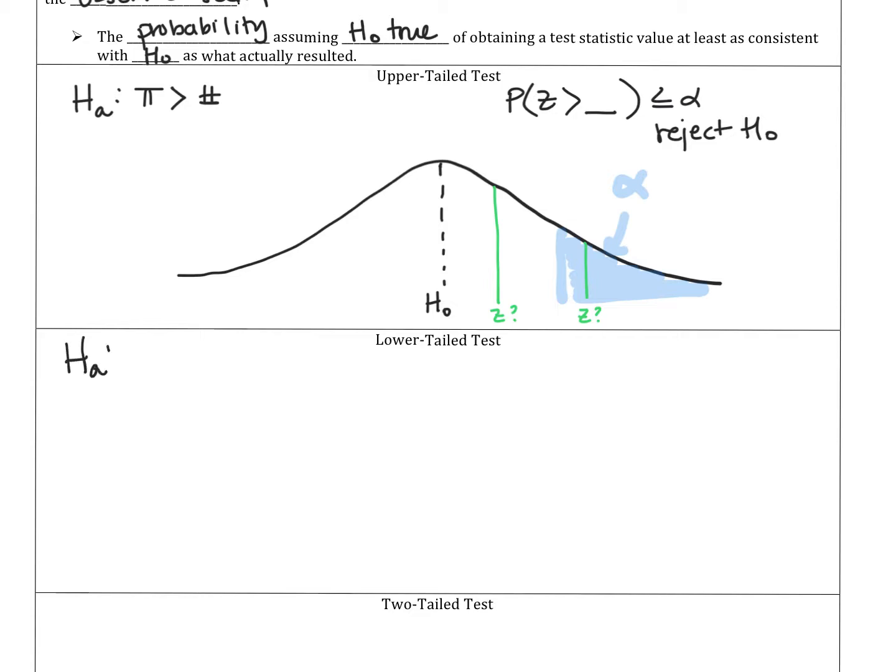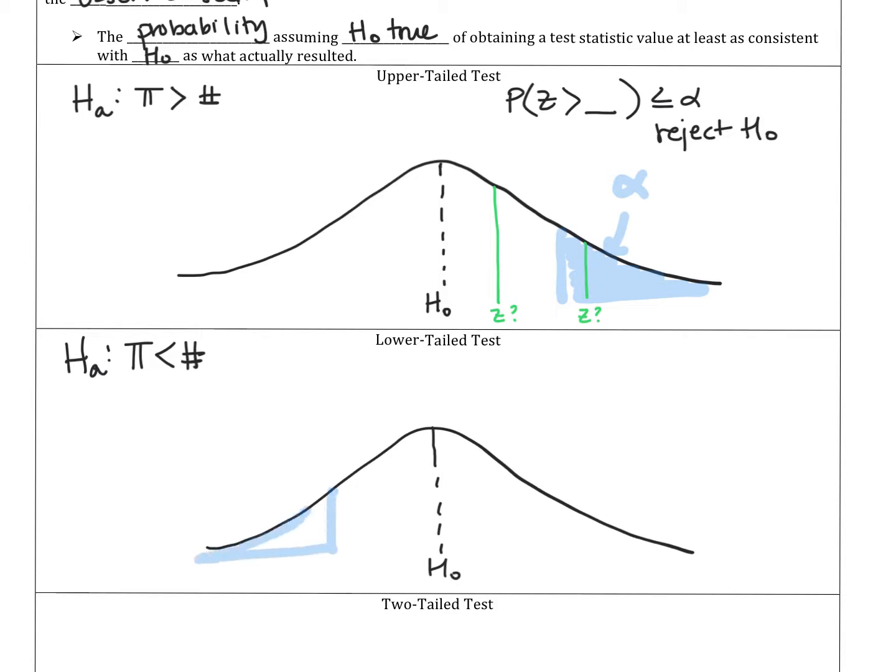A lower tail test is one where the alternate is less than the hypothesized value. So alpha is in the lower tail, and we look at the probability of the z-score being less than whatever it is that we calculate. And if that probability is less than or equal to alpha, we reject the null.